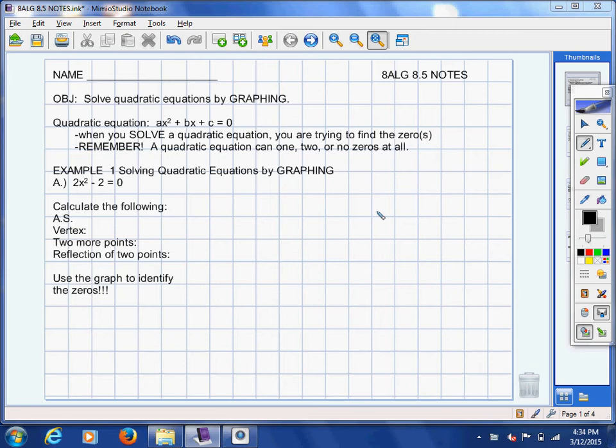Graders, it's Mrs. Thompson. We are going to work in section 8.5. We're about halfway through this chapter 8. It's a very long chapter, so that's why we split it up into two pieces.